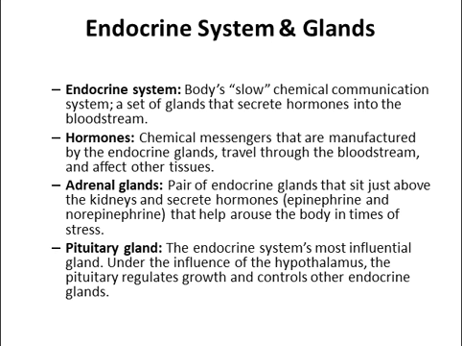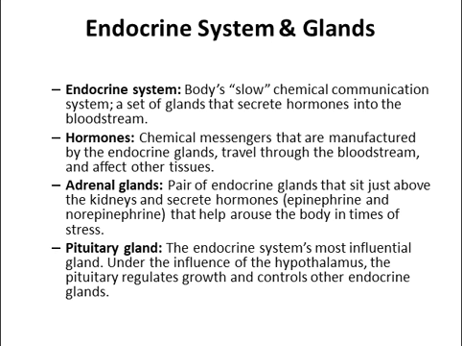These hormones are what's released in the blood. These are chemical messengers that are manufactured by the endocrine glands, and they travel through the bloodstream to affect other tissues. The hormones and the neurotransmitters have a great deal of similarity, so they're very similar to one another.